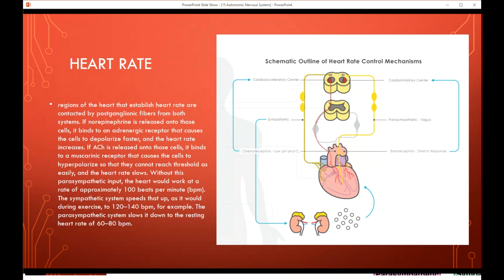So without that parasympathetic input, the heart would work at a rate of 100 beats per minute. Woo, that's fast, okay? But our sympathetic system can actually speed it up, as it does during exercise, or our parasympathetic system can slow it down during our resting heart rate of about 60 to 80 beats per minute.